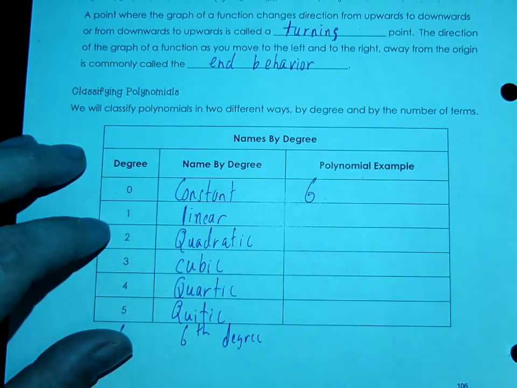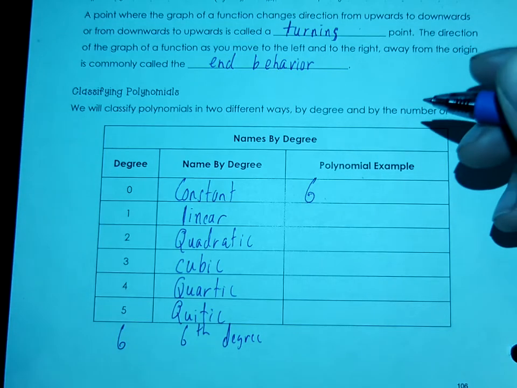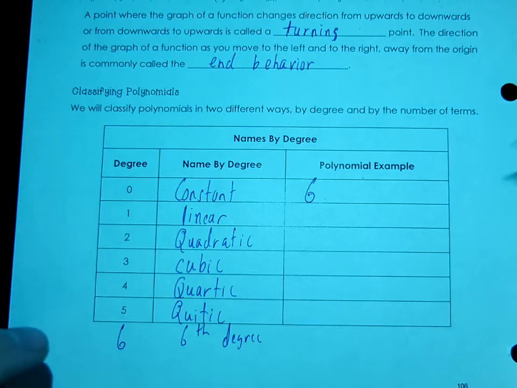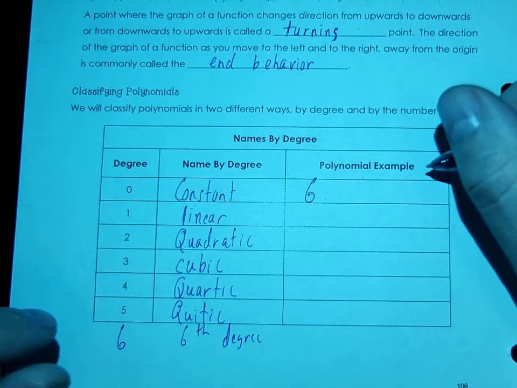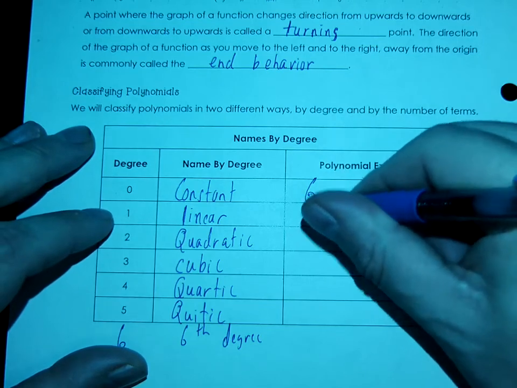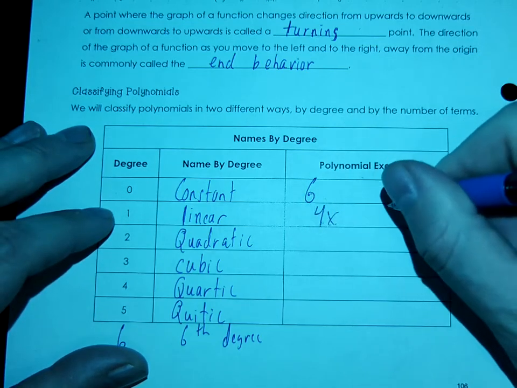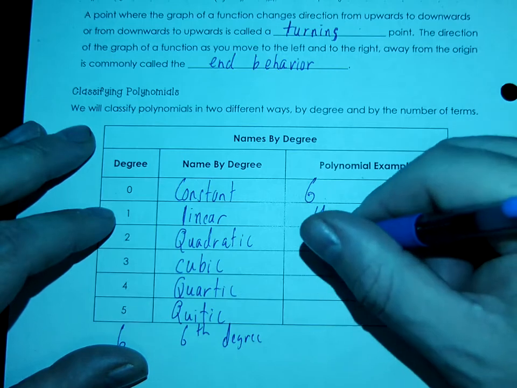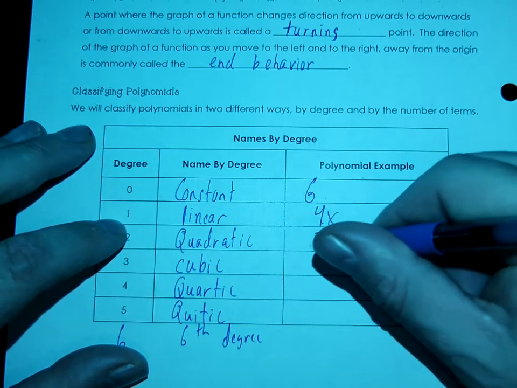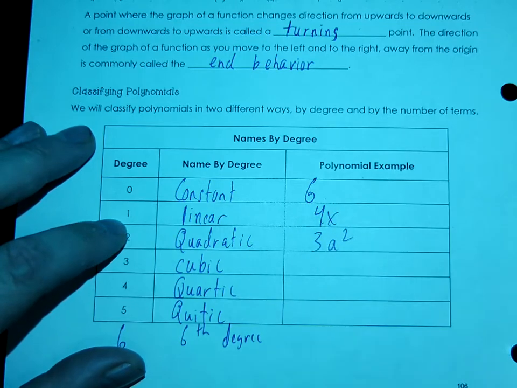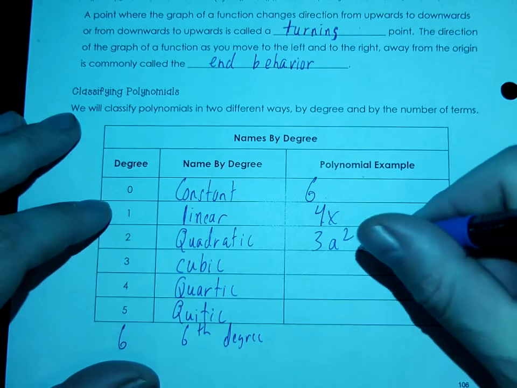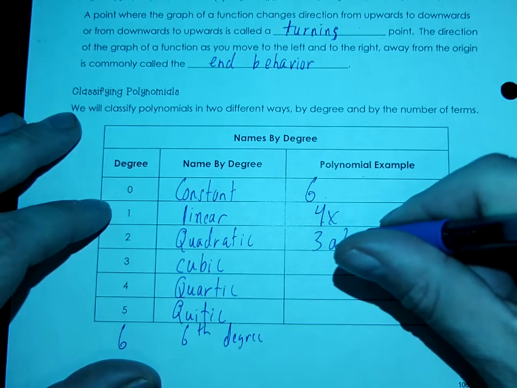A linear polynomial would have an x to the first power. It could also have a coefficient on that x, and it can also have a constant. So for example, 4x, I could also put a constant at the end of this, plus 2, plus 3. A quadratic has an x squared or a variable squared, so let's say for example 3a squared. The variable does not have to be x, it can be any variable. And again, I could have constants here as well. They have to be in terms of the same variable though.